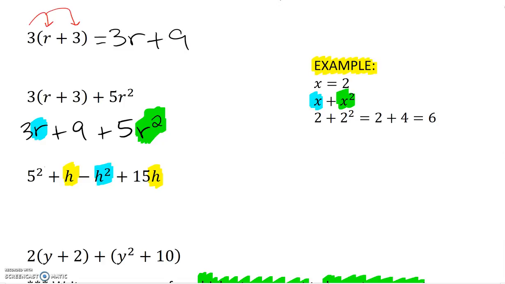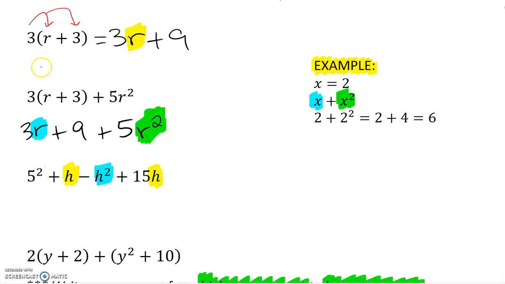In this case, we have to ask ourselves, we have a variable and a number. Can we add terms that are not the same or unlike each other? And the answer is no. Anytime you have a variable, you cannot add that to a number. So we are done right at this point.